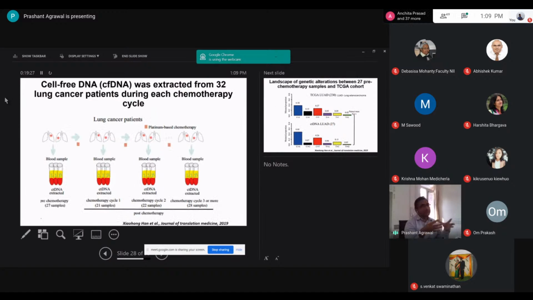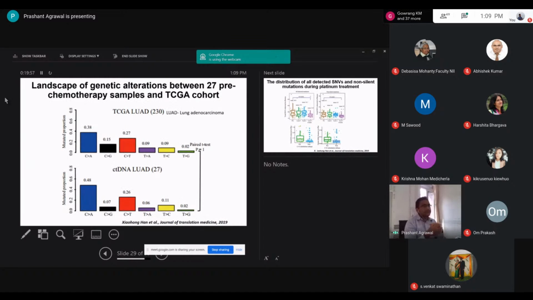So this is something where we talk about the cell-free DNA. This is another study from 32 lung cancer patients during each chemotherapy cycle. Now you can again see the beauty of this liquid biopsy, that you can do the longitudinal access of the sample and predict how the cancer behaved. So the blood sample has been taken, DNA has been extracted pre-chemotherapy, and then the patient has been on chemotherapy, post-cycle 1, post-cycle 2, and cycle 3.